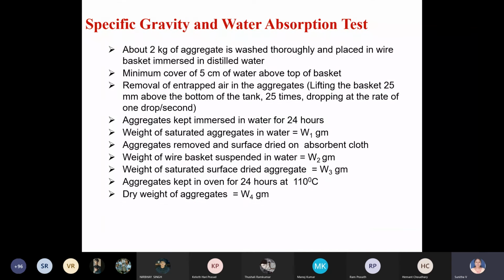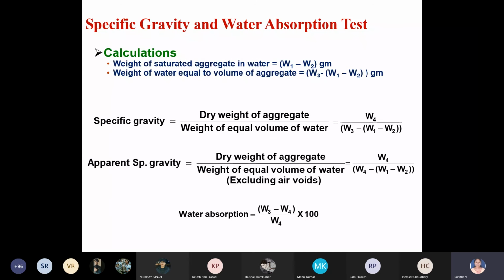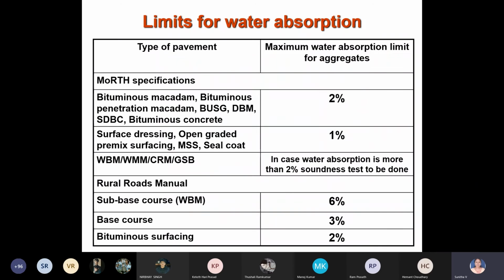Then, how it is to be conducted is given under water absorption. For that you have to soak the sample in water for 24 hours, then find the weight. Specific gravity is the dry weight of aggregate divided by the weight of an equal volume of water. For that you have to find the weight of saturated aggregate in water and the weight of water equal to the volume of aggregate. You might have seen W1, W2: first the weight in water, then the weight of the sample in air, and so on.